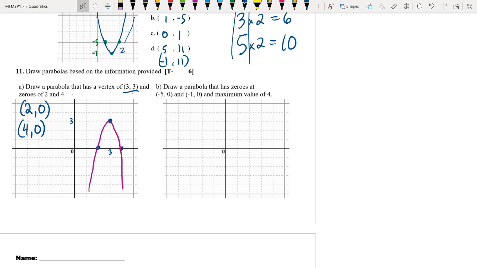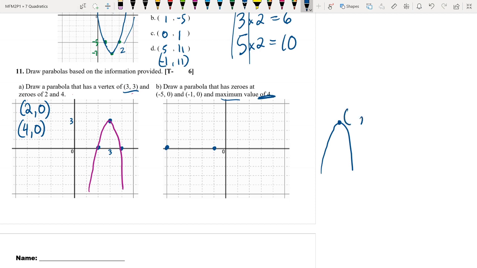-5, 0 and -1, 0, and has a maximum value of 4. So let's first draw the zeros. -5 and 0 is here, -1 and 0 is here. All right, and so now it tells us that it has a maximum value of 4. What that means is that the vertex has a y value that is 4. And the other thing that this maximum tells us is that the parabola opens downward because it's a max.